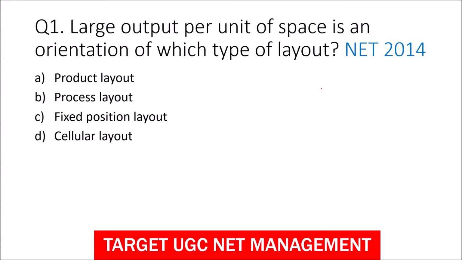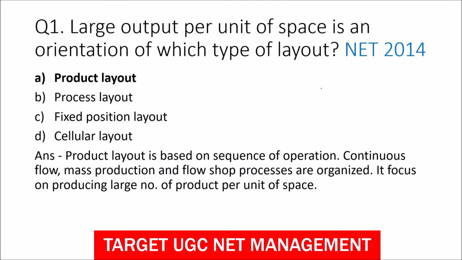So there are altogether four types of facility layout. There is product layout, process layout, fixed position layout, and cellular layout given in this option. Large output per unit of space is an orientation of product layout. Product layout is based on sequence of operation, continuous flow, mass production, and flows of processes are organized. It focuses on producing a large number of products per unit of space.